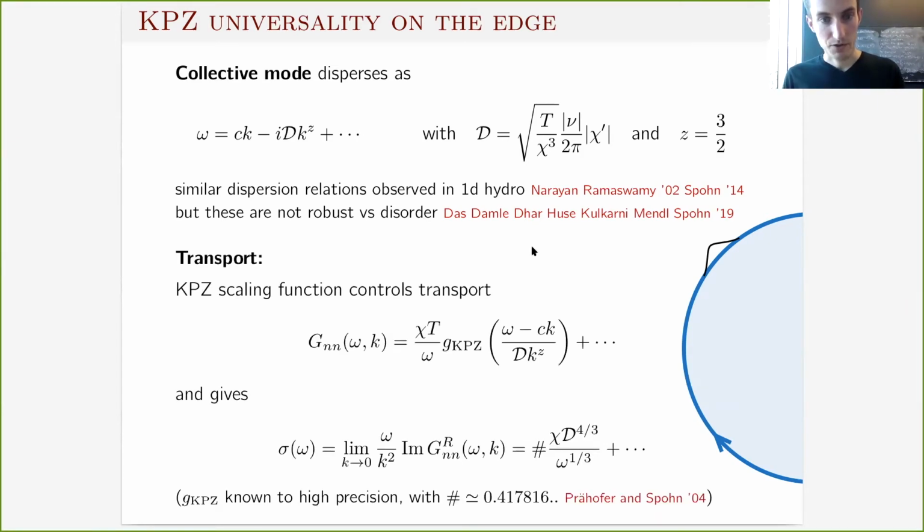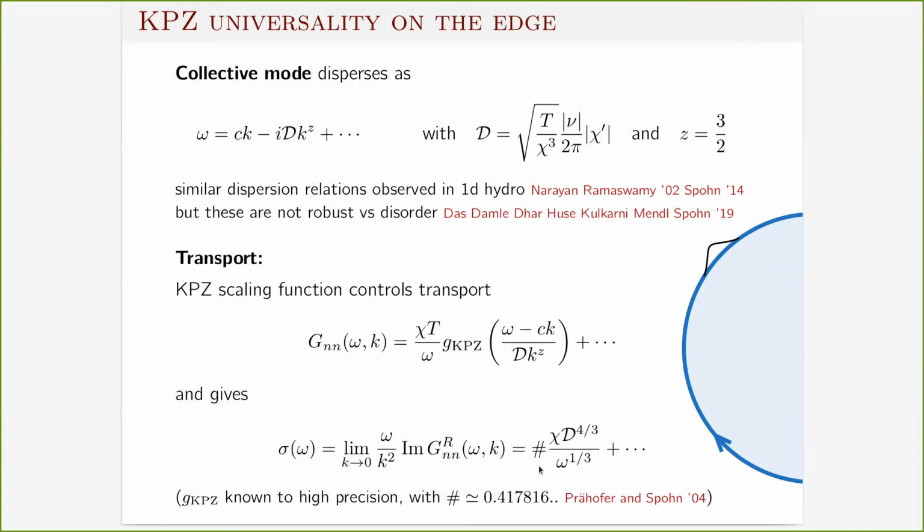KPZ universality will also control correlation functions. So for example, the charge 2-point function is going to be given by this so-called KPZ scaling function, which is not known analytically, but it's known numerically to very high precision, and its limits are also known. So this is basically what replaces the diffusive 2-point function of charge in these systems. We can use this, for example, to compute the optical conductivity on the edge from some limit of this Green's function, and this is how you get the frequency to the 1/3. And the coefficient is entirely fixed.